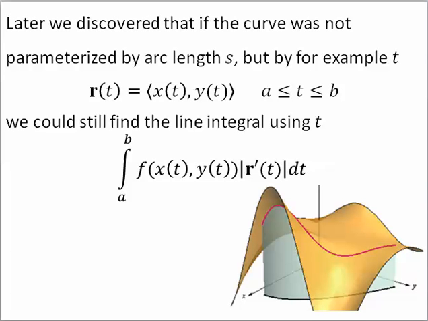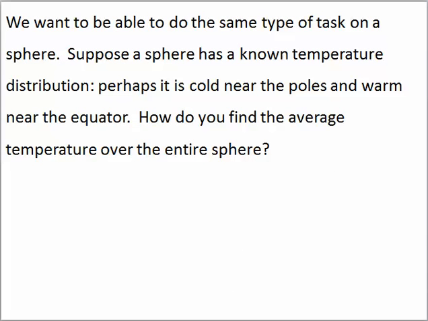Later, we discovered that if the curve was not parameterized by arc length, but for example by t, we could still find the line integral using t. We want to be able to do the same type of task on a sphere. Suppose a sphere has a known temperature distribution. Perhaps it is cold near the poles and warm near the equator. How do you find the average temperature over the entire sphere?